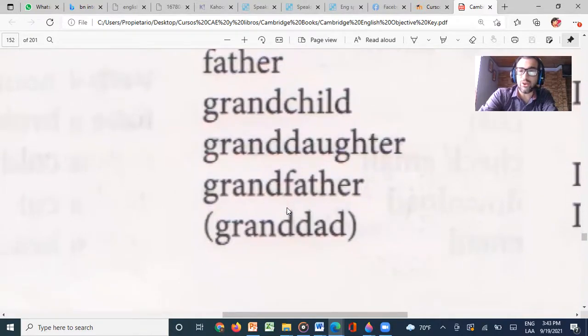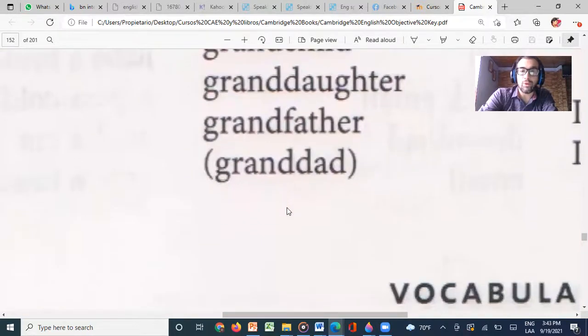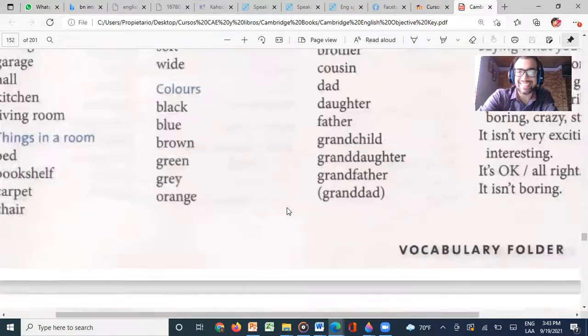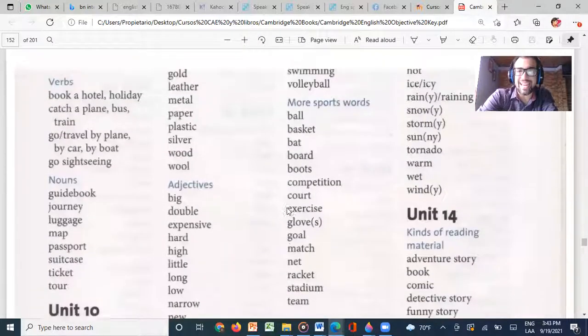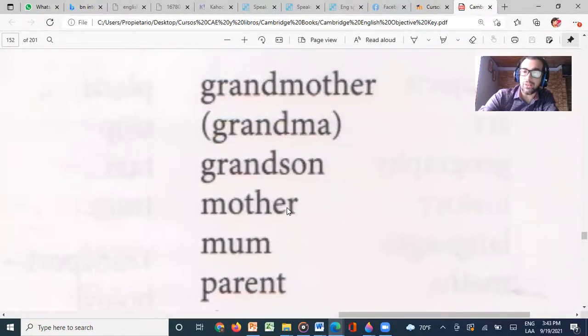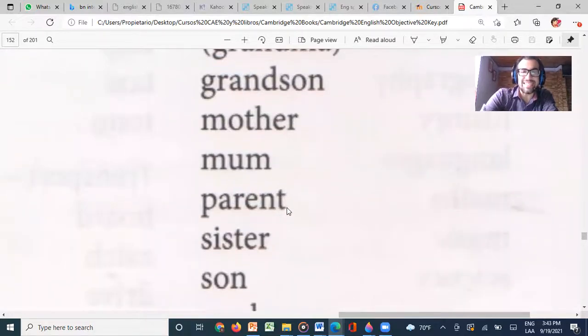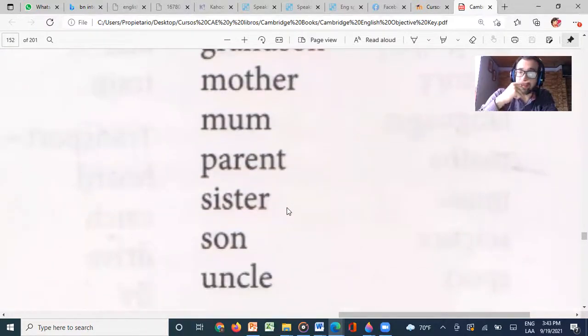Number 7, grandchildren. Number 8, granddaughter. Number 9, we can say grandfather, or we can also say granddad. Let's go with another one here very quick. Grandmother. We can say grandmother, or we can also say grandma. Then we have grandson.